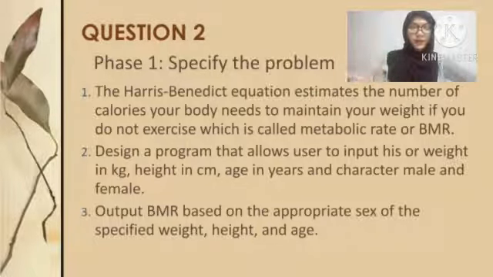In the problem-based task, I explain question 2, and the answer is phase 1, specify the problem. The Harris-Benedict equation estimates the number of calories your body needs to maintain your weight if you do not exercise, which is called basal metabolic rate, or BMR. Then second, design a program that allows the user to input his or her weight in kg, height in cm, age in years, and character male or female. Third, output BMR based on the specified weight, height, and age.